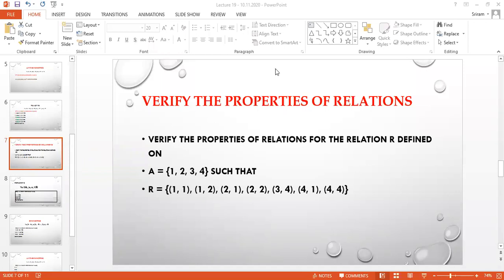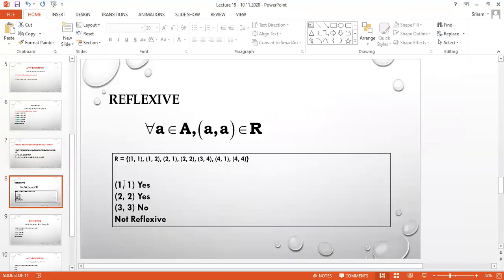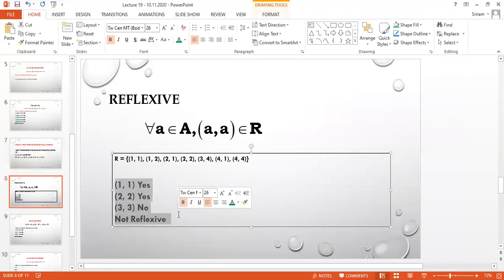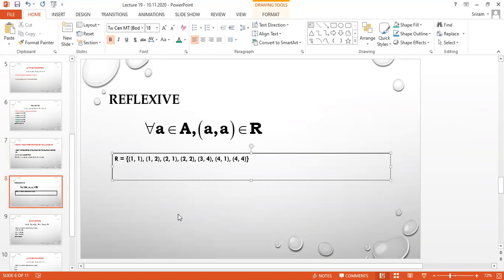Okay. Using this idea, we are going to discuss one problem. Verify the properties of the relation R defined on A equals {1, 2, 3, 4}, such that R has (1,1), (1,2), (2,1), (2,2), (3,4), (4,1), (4,4). I am going to check the first idea. The first one is called reflexive. Let me delete this and start writing the answer.